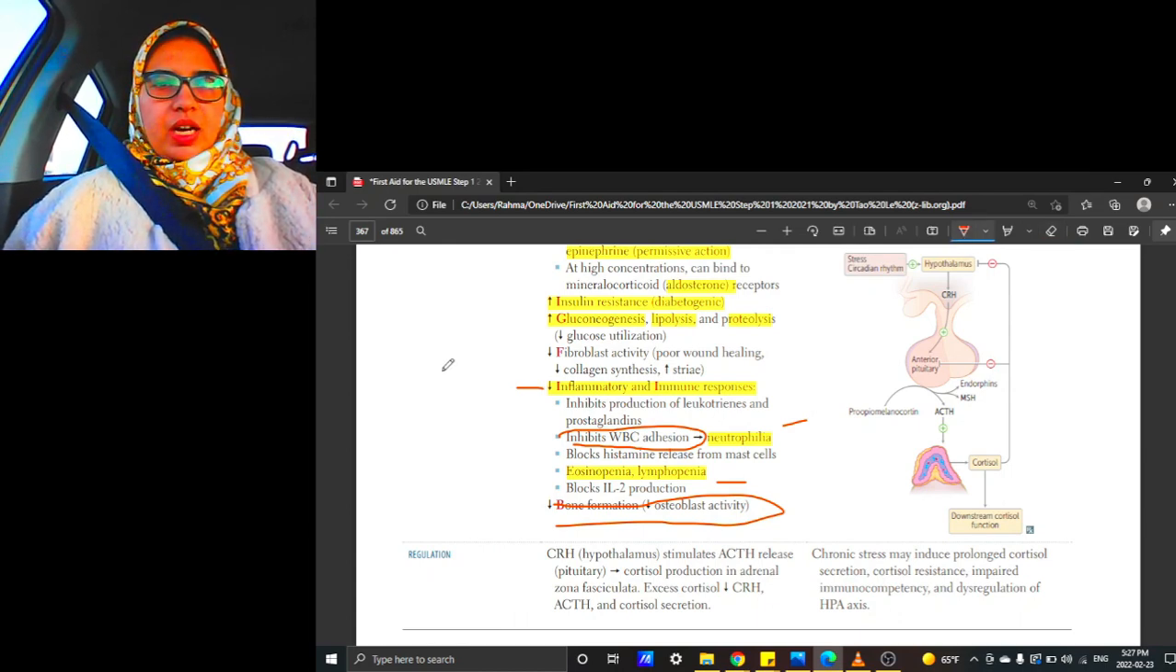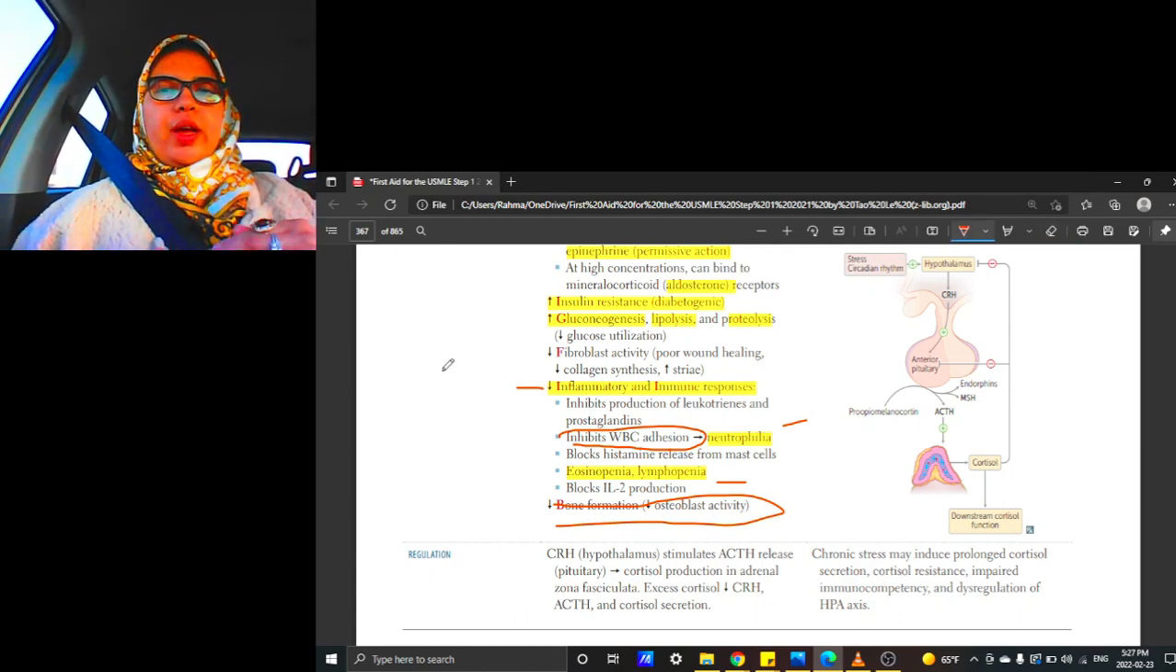So you have decreased fibroblast activity. You have your poor wound healing, your decreased collagen synthesis.